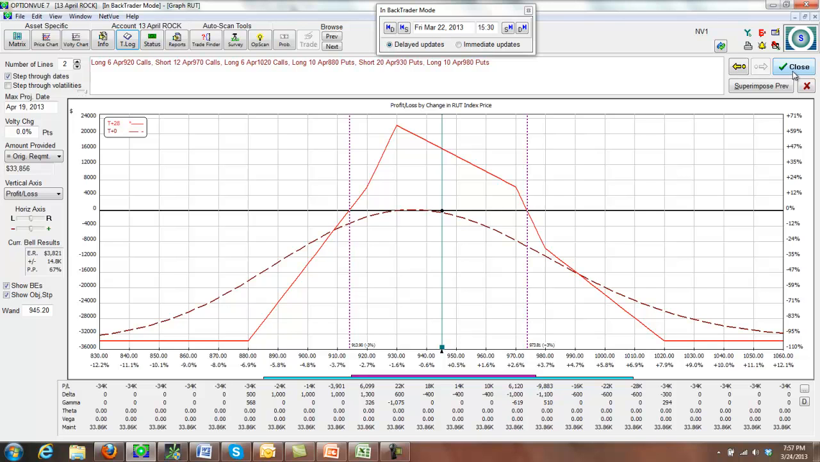All right, that is all our positions. That is my take on the market: sideways to up.